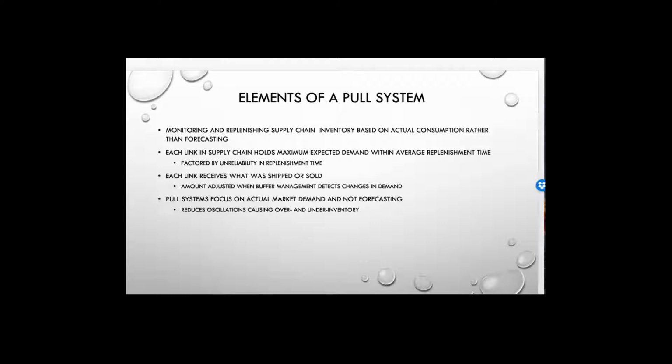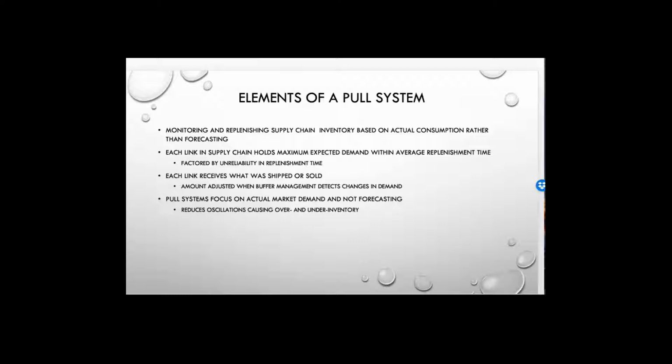So each link receives what is shipped or sold, and we use buffer management. I'm going to talk about safety stocks in a minute, but safety stocks are used to hedge against variations in demand. Well, same in a pull system. In a pull system, we use buffers. We use what are called buffer stocks to dampen the effects of demand on our flow of products. I talked briefly on this in the demand smoothing recording that I did last week. So let me know if there's any questions on that.